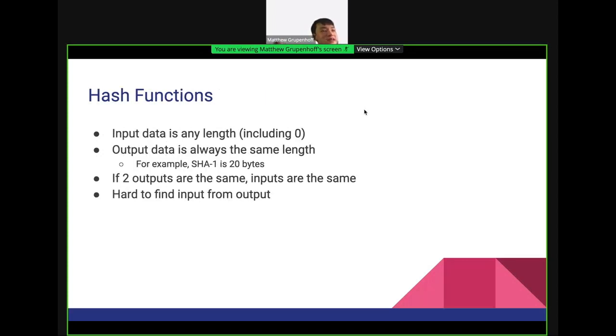Hash functions can have input data that's any length. It could be 0. It could be extremely long. But the output data is always the same length. So for example, the SHA-1 function that we're using in this study is 20 bytes. And the two important properties about hash functions are that if you're given two outputs that are the same, then you can almost guarantee that the inputs are the same. And also, if you are given an output, you can't actually figure out what input led to the output.